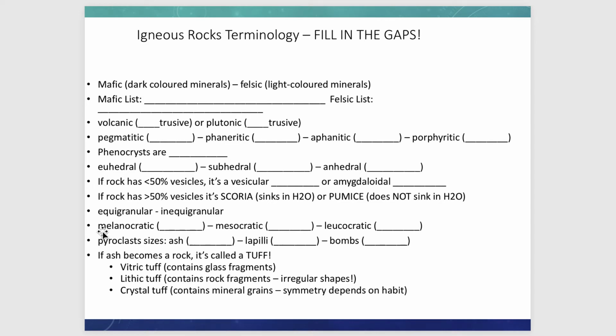And then we have melanocratic, mesocratic. So if you remember, this refers to the color of the rock, so you should use a rock terminology that actually matches. So a melanocratic rock could be, for example, a gabbro. So we could call it a melanocratic gabbro if it's really dark.